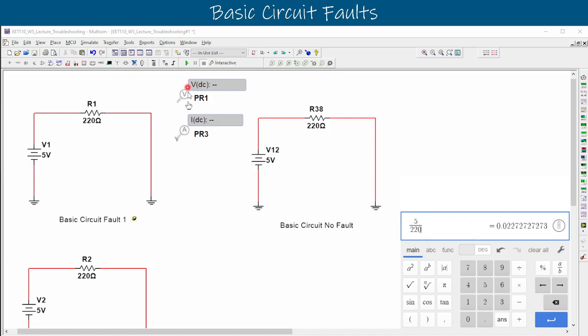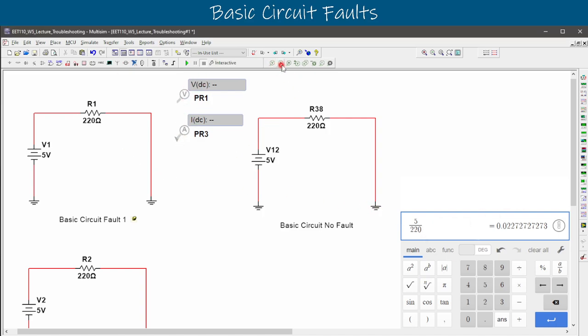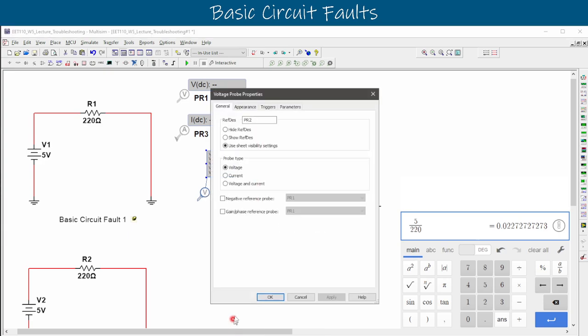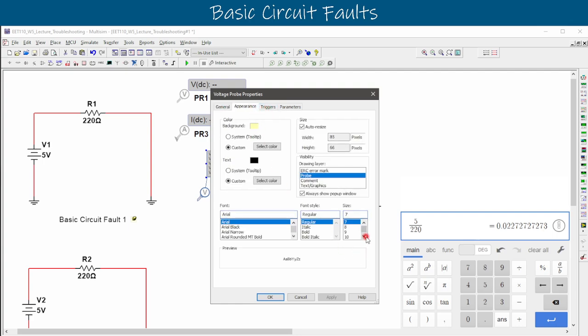And so we can use these probe lines here, and these ones are found right up here. They're the green ones here, and there's a voltage one and an amperage one. And when you first pull them out, you see that they've got really small writing on them, and so you can right click and go to properties. And that's going to give you the option to change their appearance. For one, you can go in here and increase the font size to say 14. And then after that, let's apply that.